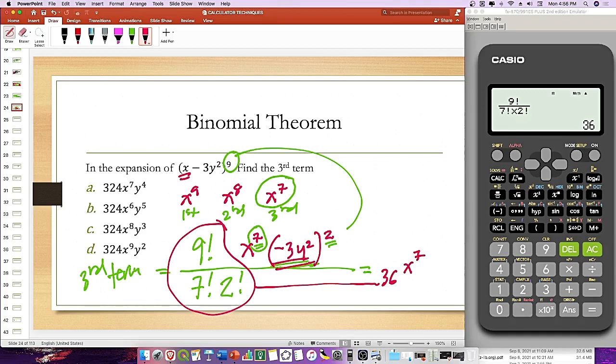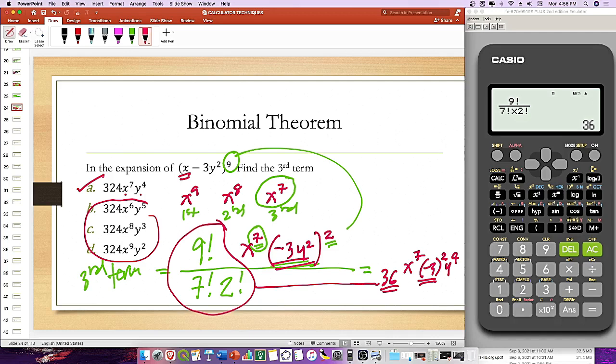If you simplify this, this will become negative 3 squared, right? And then y to the 4th, right? But here, negative 3 quantity squared should be multiplied to 36. Take note of that. By inspection, you can actually see that the power of x is 7 and y is 4. So technically, there's no other choice that will have the power of this term. By inspection, just the power, the answer is letter A.